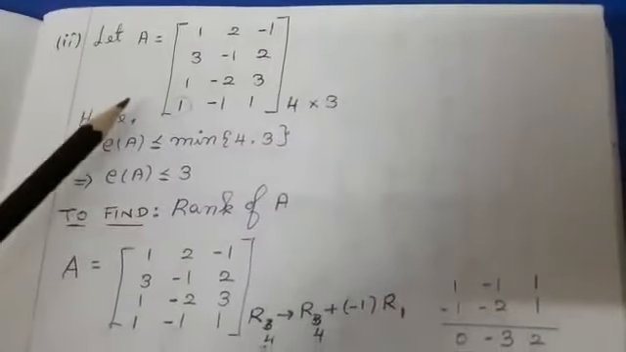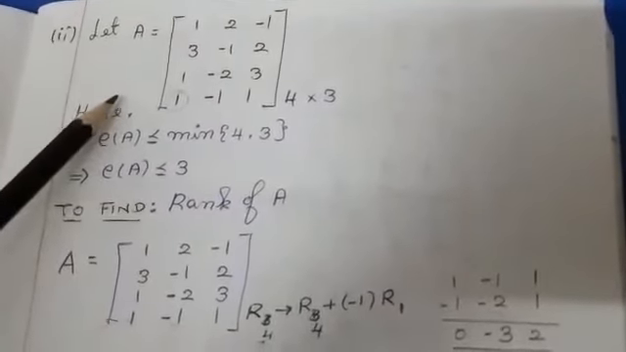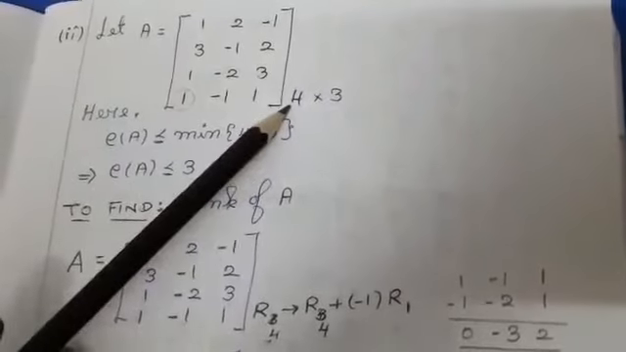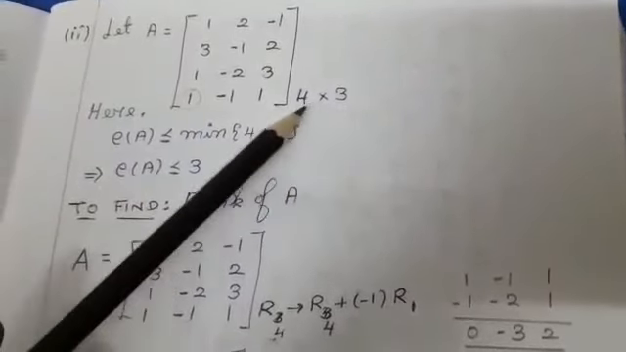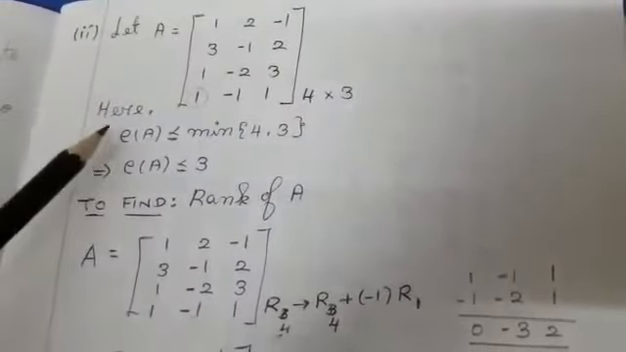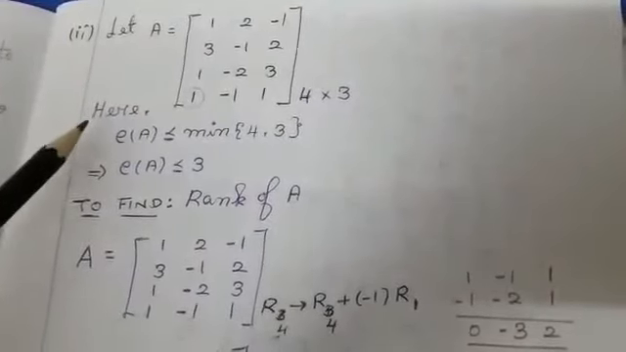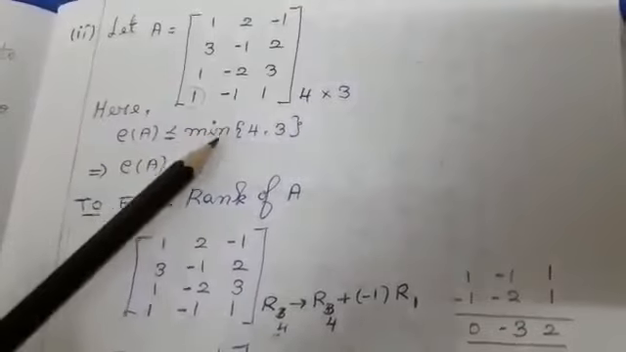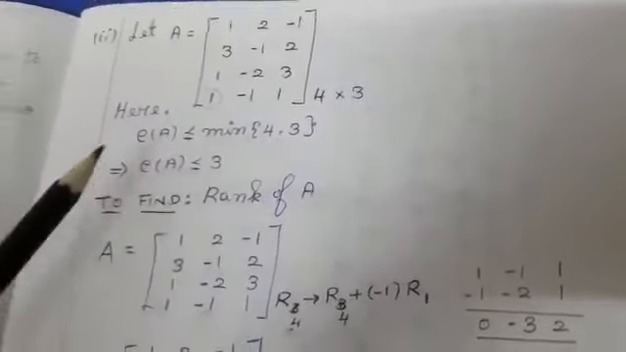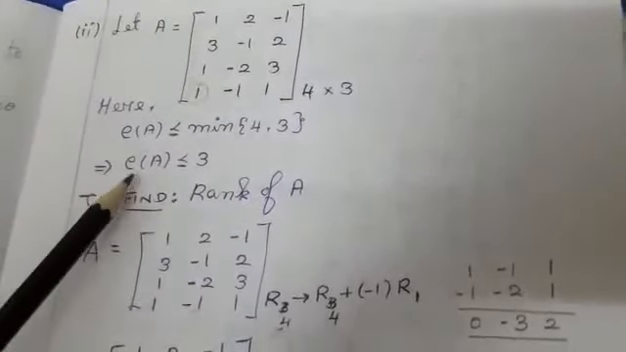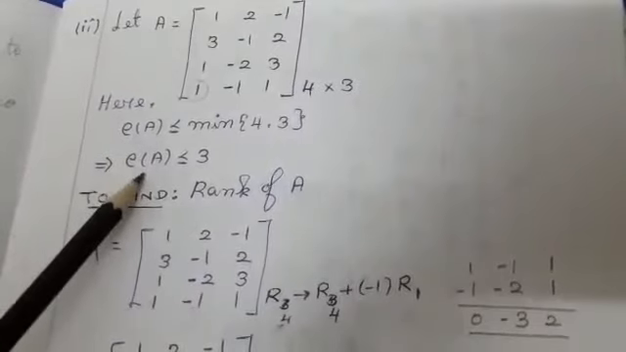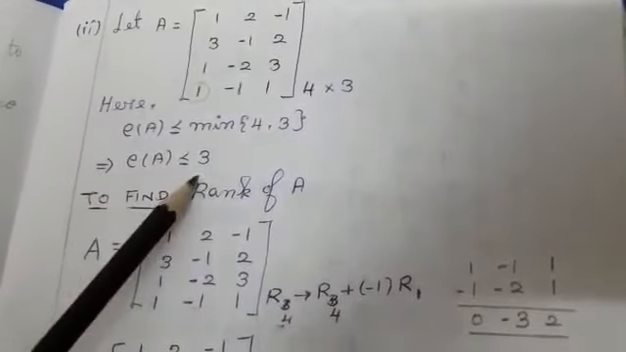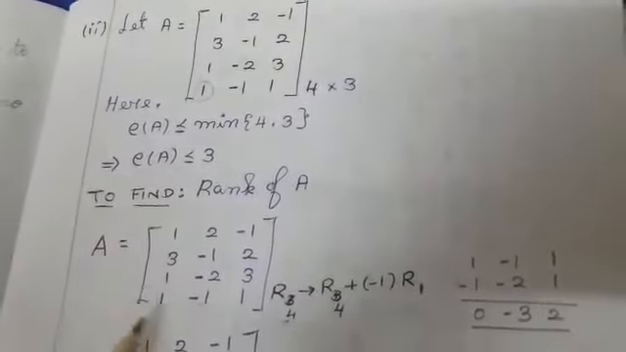Second sum. See the second question. You are having 4 rows and 3 columns. Students, I am going to first find what will be the rank of A, less than or equal to minimum of 4, 3. So, in this sum, the rank of A must be less than or equal to 3.